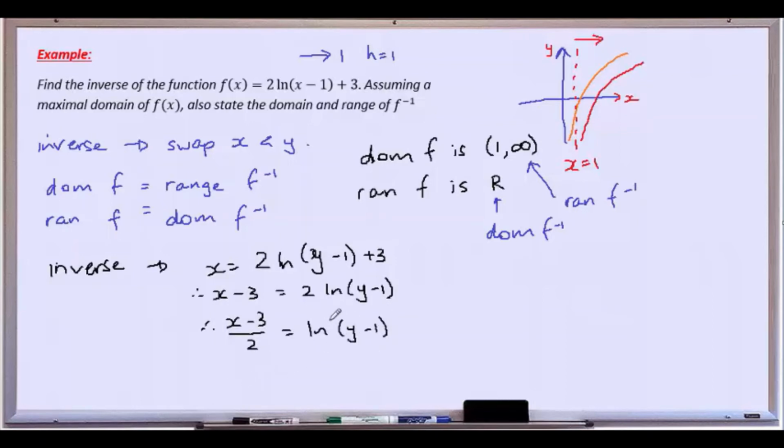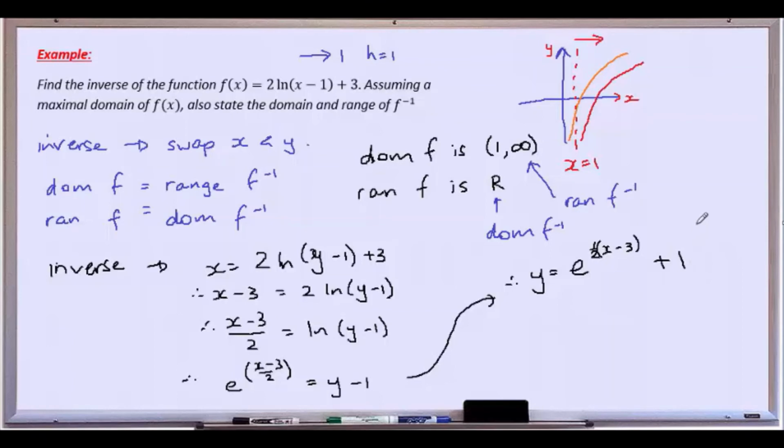Our next step is to undo the log, so therefore it's going to be an exponential. So e to the (x minus 3) over 2 equals y minus 1, and we can go up here to say therefore y will equal e to the half, I'm going to take this half out, (x minus 3) plus 1. And this is my final line.